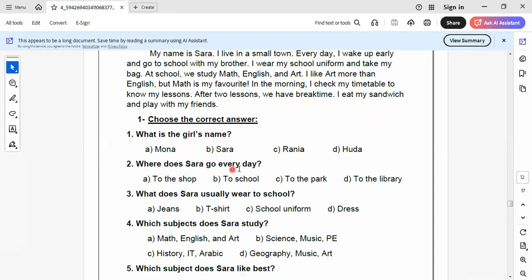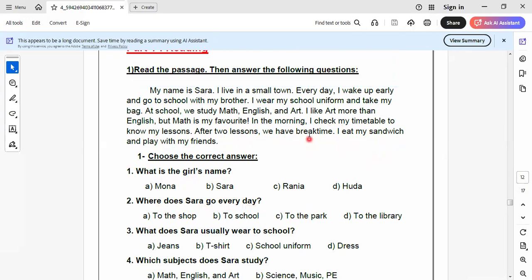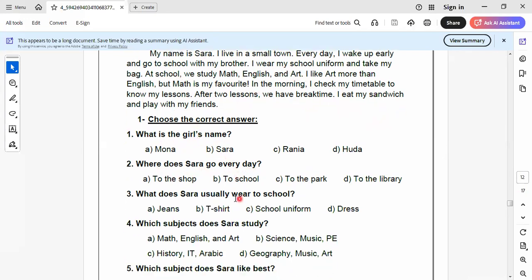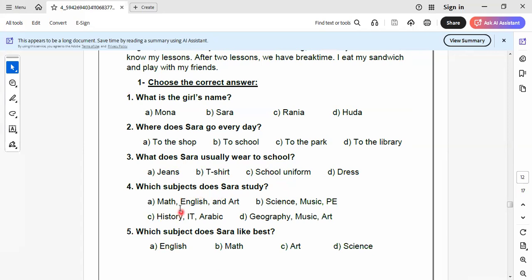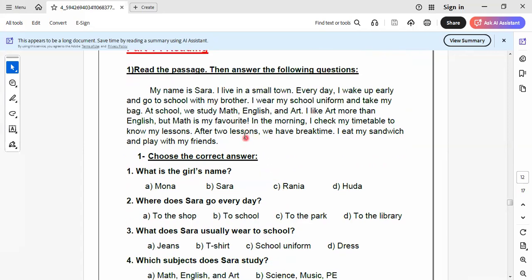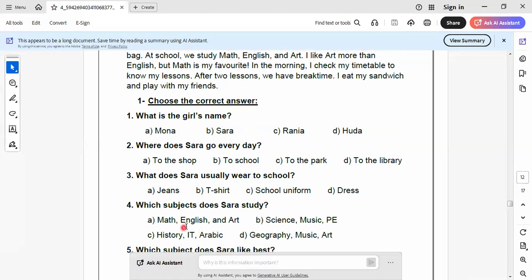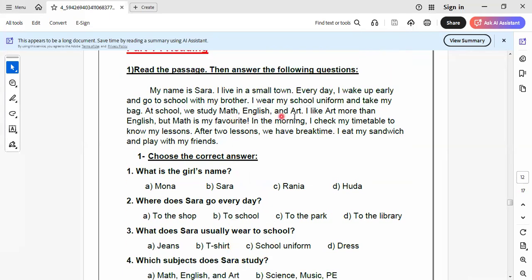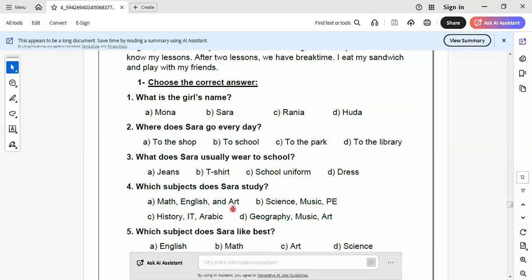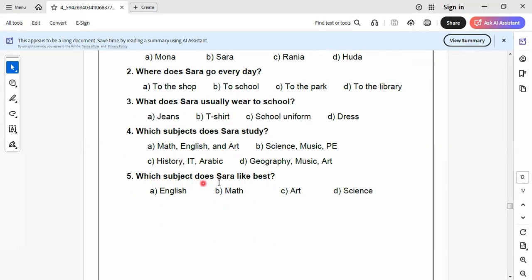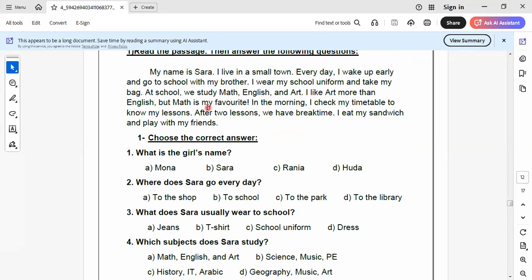Where does Sarah go every day? Sarah goes to school. Okay. What does Sarah usually wear? All of us when we go to school wear a school uniform. Which subjects does Sarah study? Math, English, and art. Which subject does Sarah like best? It will be mathematics, as we know here from the text.